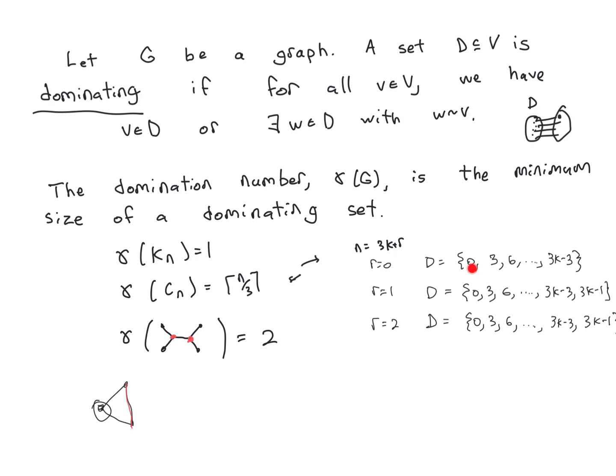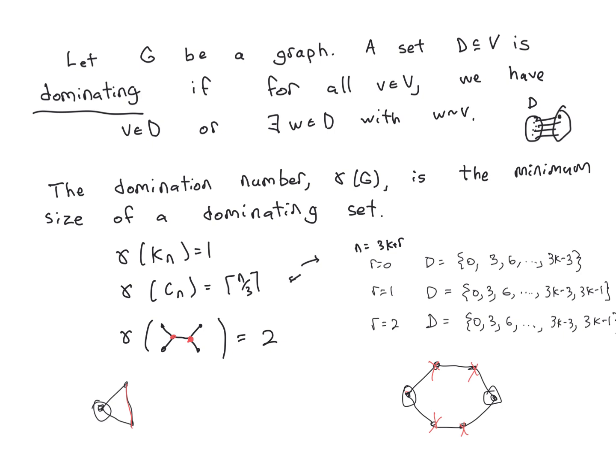If r is 0, what you do is you take every third vertex on the cycle. For instance, this would be this case. The idea is that since we're taking every third vertex on the cycle, the other vertices are either adjacent right after one of the ones you picked or right before the next one.